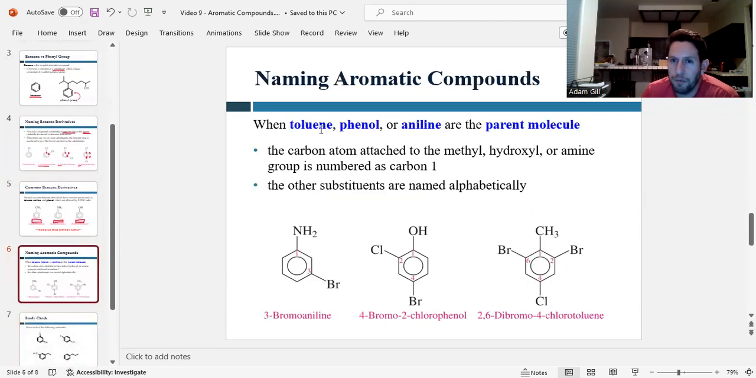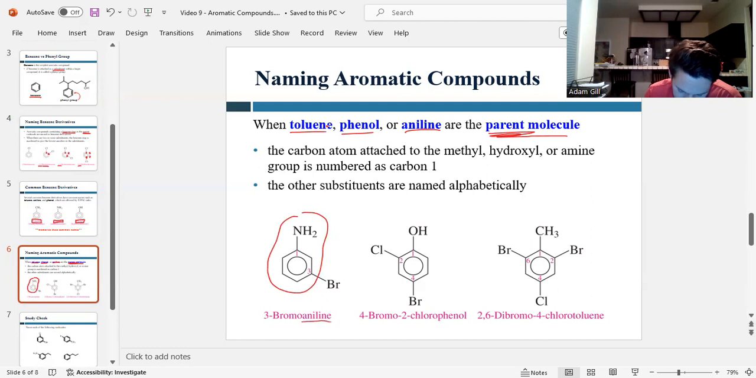Now, if you're naming an aromatic compound that has toluene, phenol, or aniline as the parent molecule, we use that as the parent name. So for this one here, that is aniline. So by default, we give carbon number 1 the position where the aniline is attached. And so this would be carbon 2, and this would be carbon 3. And so the bromine would be attached to carbon 3.